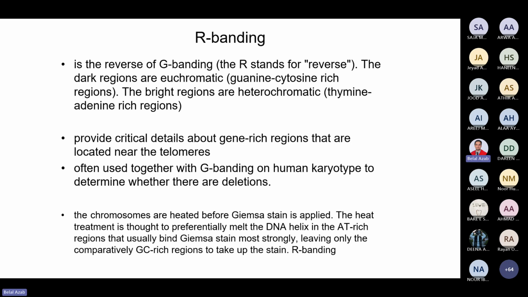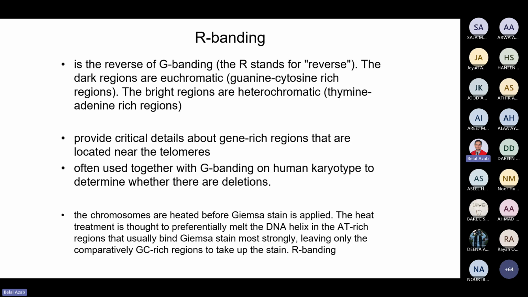heat the sample. When you heat the sample, the hydrogen bonds weaken, and this weakening of the hydrogen bonds will lead the Giemsa stain, instead of binding to AT, to bind to GC. As I told you, GC is gene rich. This is rarely used. It is one of the utilities of R banding.